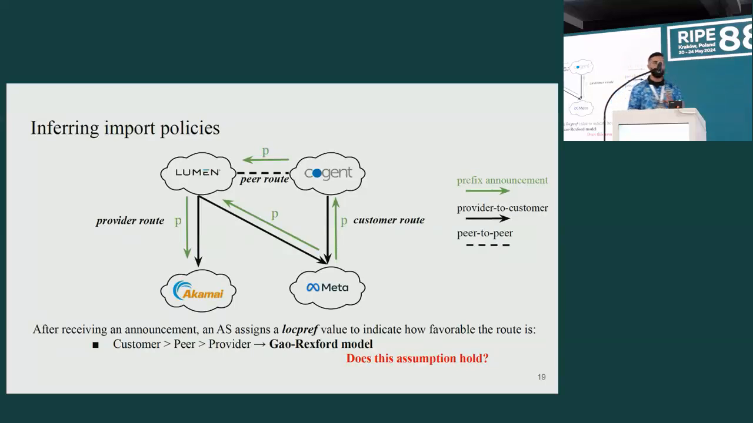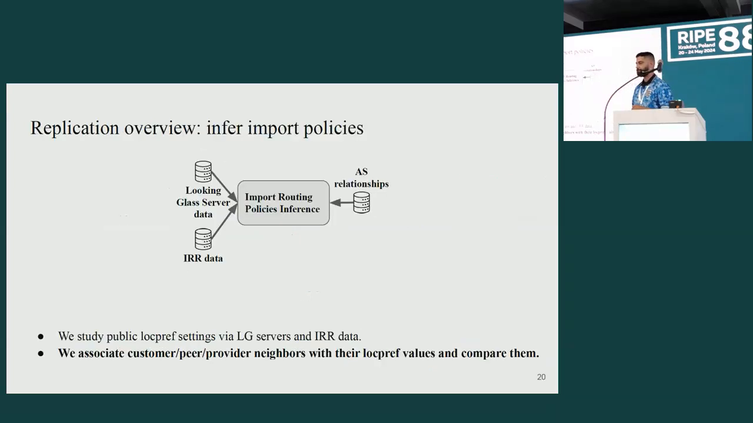One of the goals of this work is to answer whether this assumption holds with fresh 2023 data, because as we said, this is a 2003 work which we replicate. To do so, we need the local preference assignments of an autonomous system on the one hand, and the type of business relationships with its neighbors on the other hand. To get our hands on local preference assignments, we're going to use looking glass server data as well as IRR data. And for the business relationships, we're going to use the state-of-the-art AS relationships inferred by CAIDA.